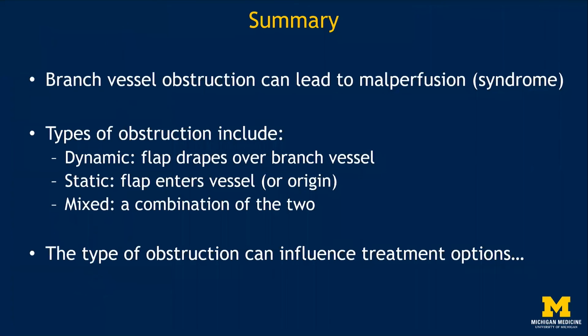So in summary, remember that the types of obstruction in malperfusion syndrome can be dynamic, where the flap drapes over the branch vessel, static, where the flap enters the vessel or its origin, or a combination of the two. And certainly, though we won't discuss it here today, the type of obstruction can influence treatment options.